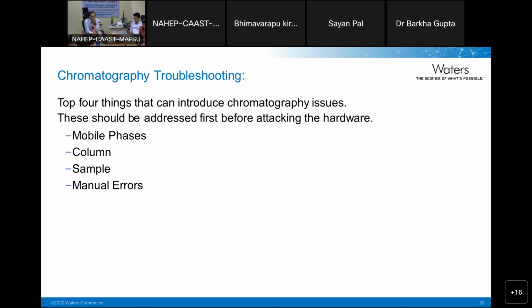It could be a sample issue, so ensure the working of the system with some other sample which was previously run. And there could be some manual errors, like instead of placing one mobile phase, you have placed some other mobile phase and you're trying to run the experiment. That could be a manual error, and we are humans, we can make those mistakes. So ensure that we are not making any errors by eliminating these probable causes. If these are eliminated, then we can be sure there are actual hardware issues, and then we can try to figure out what hardware issues can be solved.